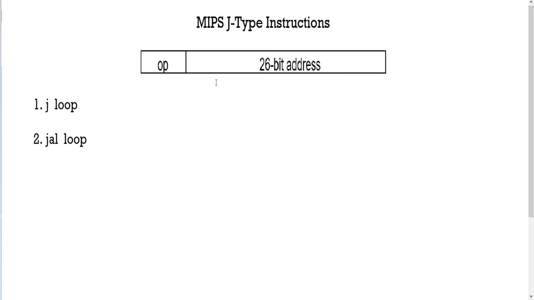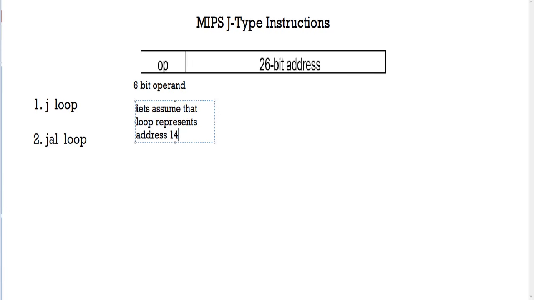So there are two things that you need in your J type instruction. You're going to need a 6-bit operand, like the other two instruction formats, and you have a 26-bit address. So let's assume that loop represents address, okay, we're just going to go with 14 again, it's easy. So loop represents address number 14. You're going to start off with a 6-bit operand, and you're going to continue with 26 bits representing the number 14. Okay, so let's do that here.